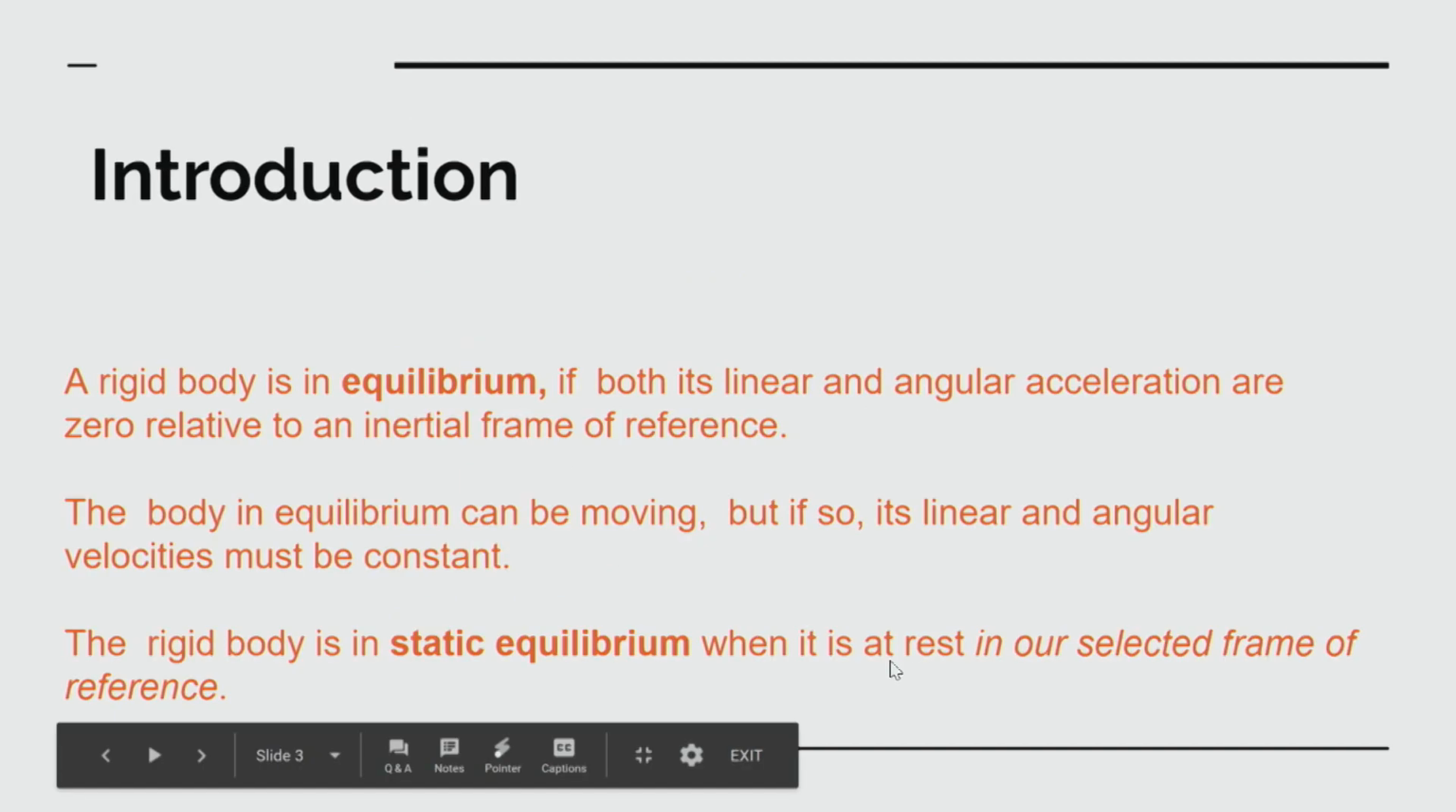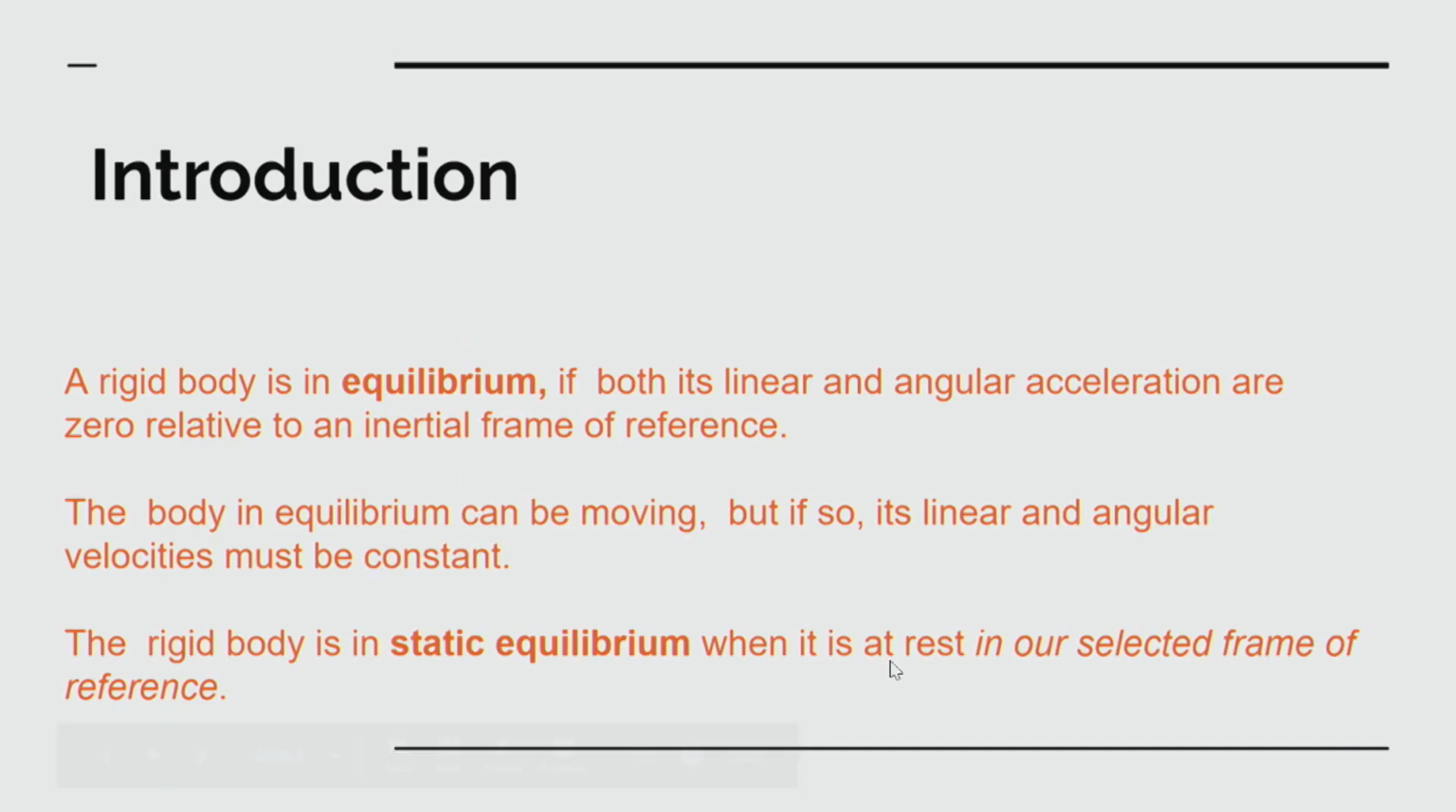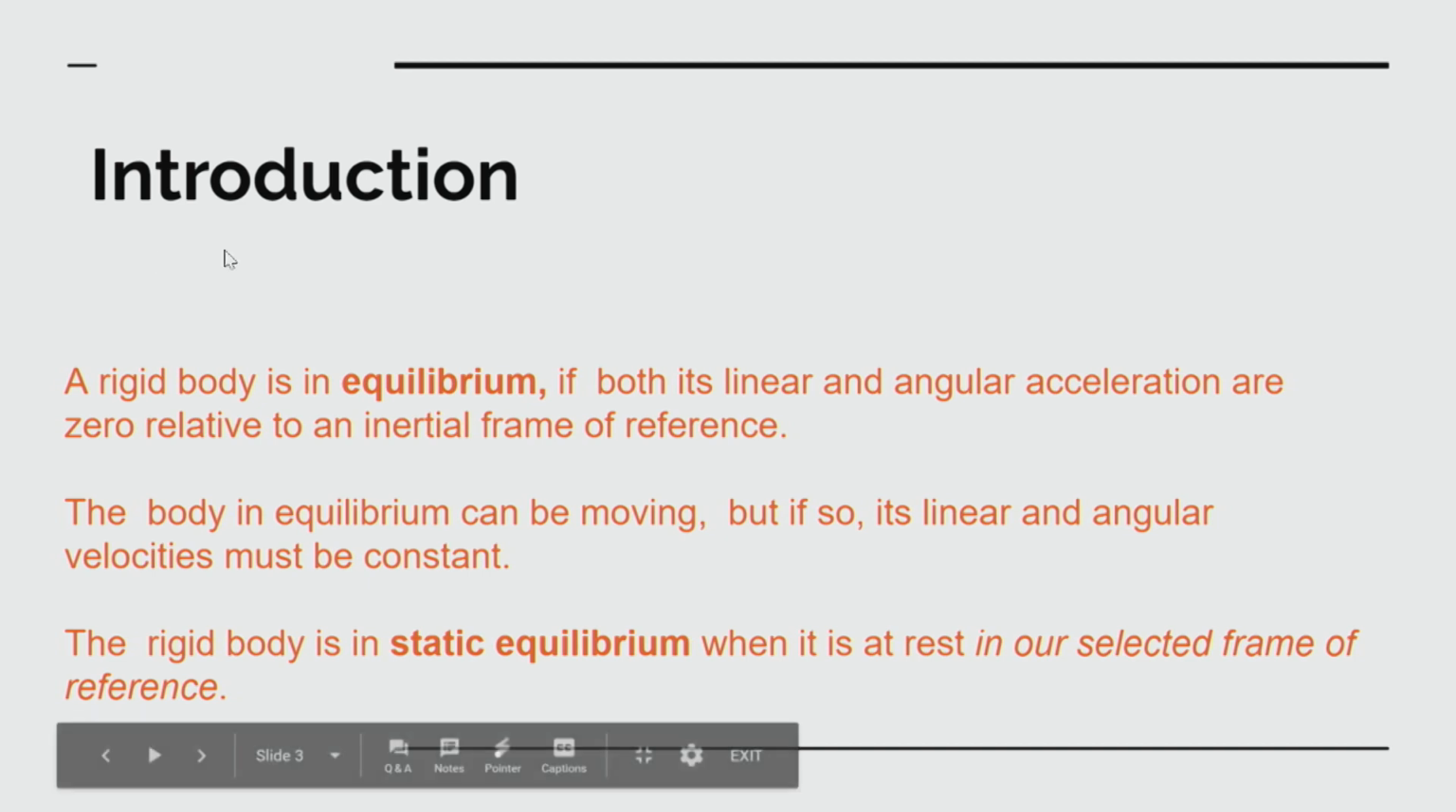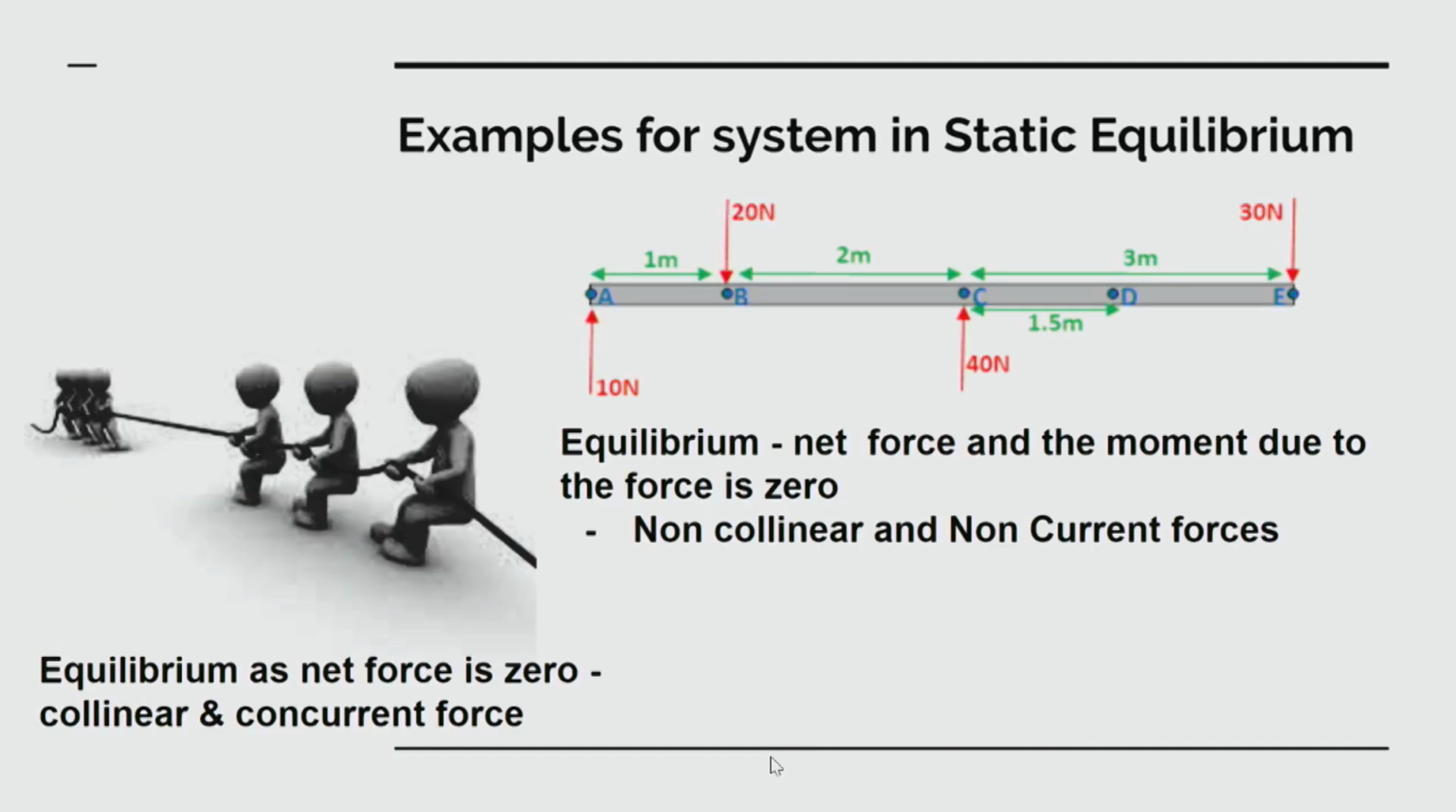To start our presentation, let us define what is meant by equilibrium. A body is in equilibrium if both the linear and angular acceleration are 0 with reference to any inertial frame. That is, the object is at rest, or it could be moving if it moves with a constant velocity. In case of static equilibrium, the body is at rest with the selected frame of reference. A good example for static equilibrium is the tug of war.